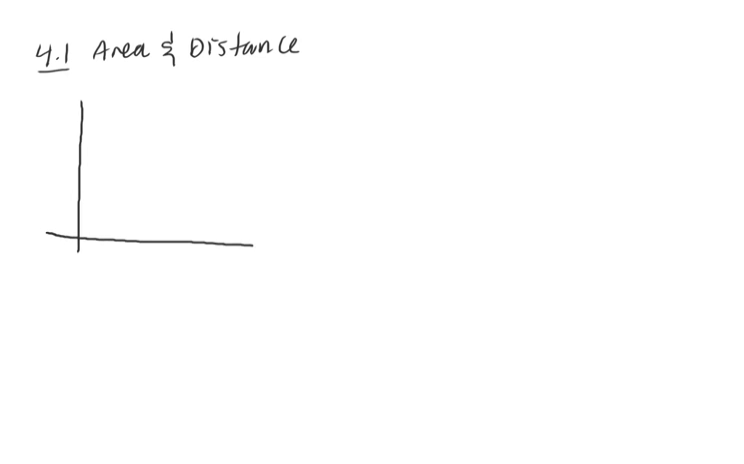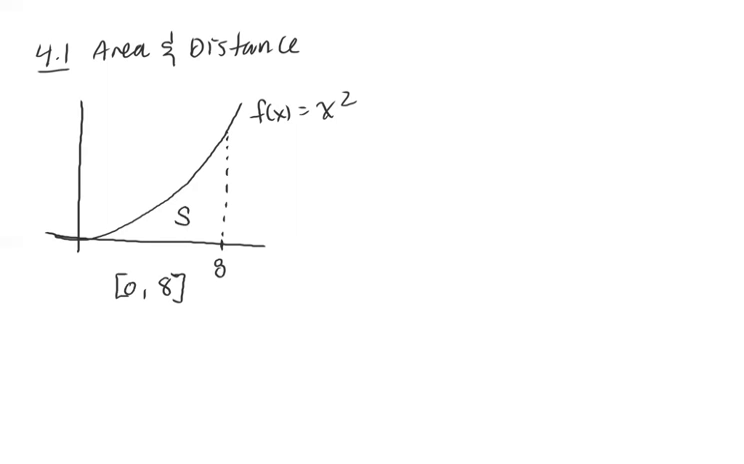All right, welcome back. We are in section 4.1 on area and distance. Last time we approximated the area underneath this curve, the function f of x equals x squared, and we considered the area on the interval 0 to 8 between the curve and the x-axis. We call that region S.